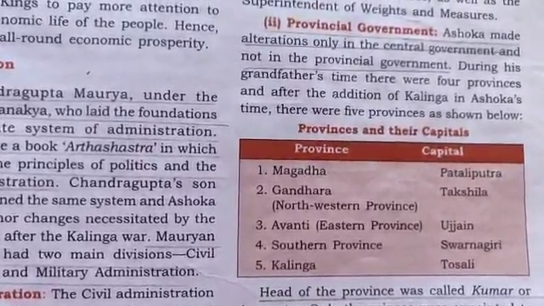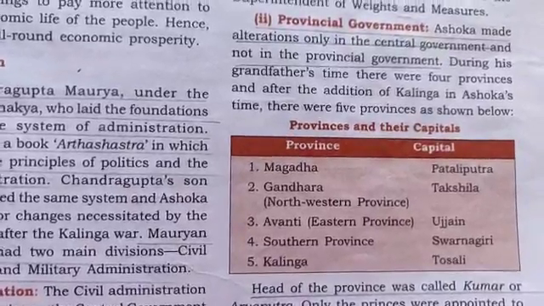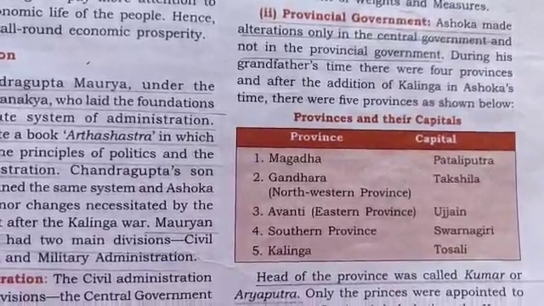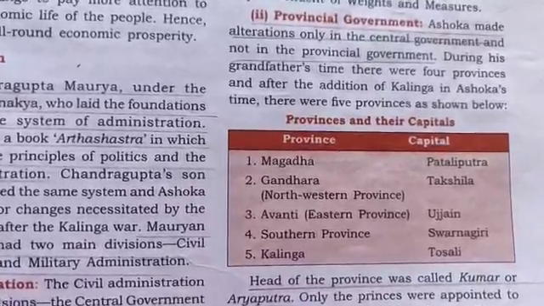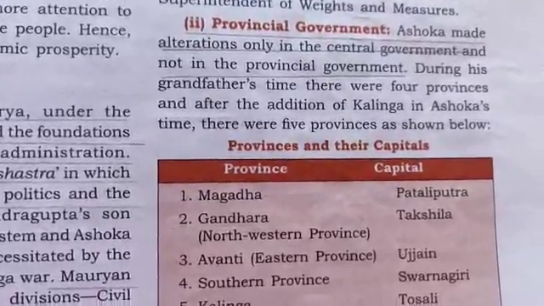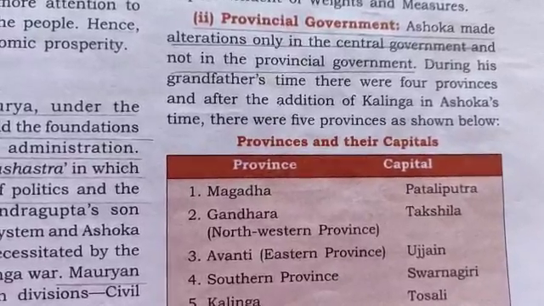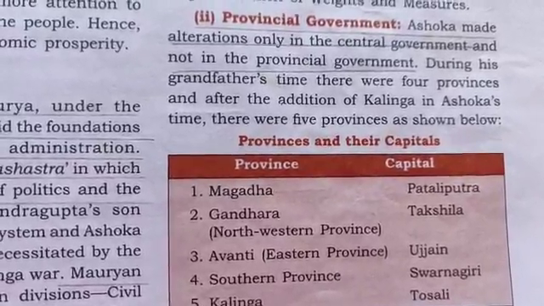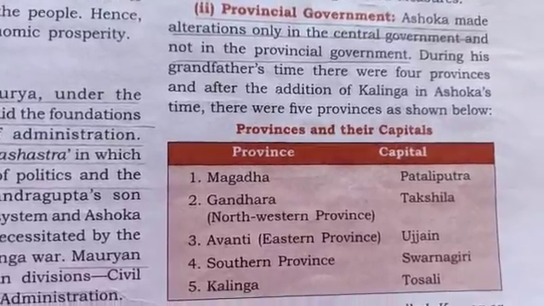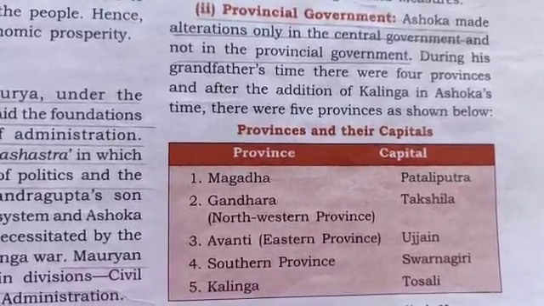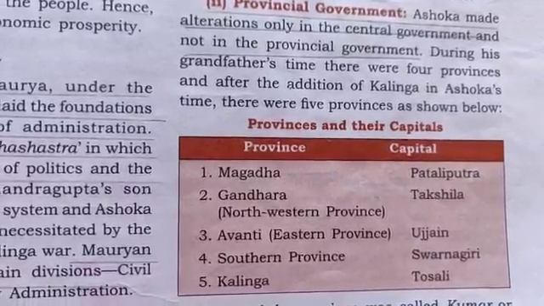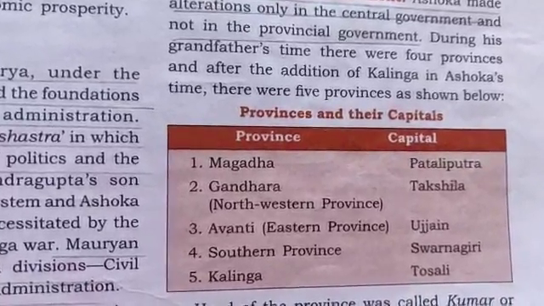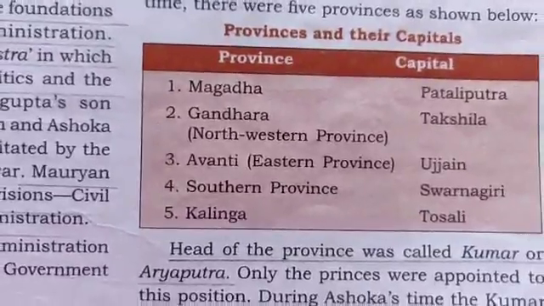Now, provincial government. Now, what has happened? The main kingdom or the central kingdom was divided into 5 different provinces. Ashok made alterations only in the central government and not in the provincial government. This is very important. During his grandfather's time, there were 4 provinces, and after the addition of Kalinga in Ashok's time, there were 5 provinces as shown below.